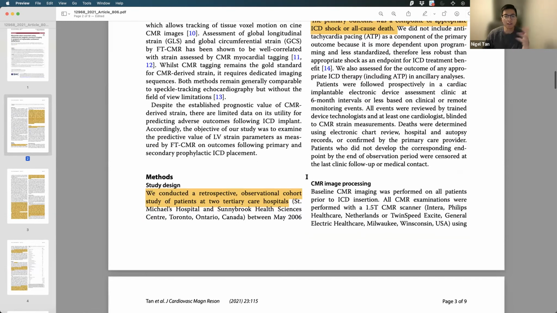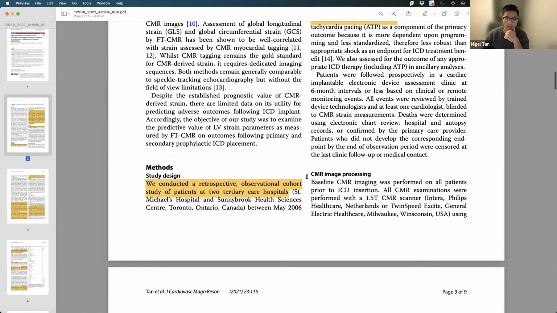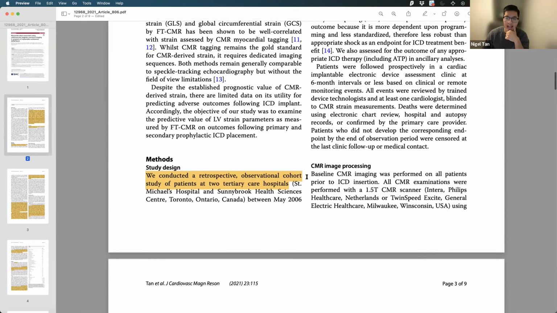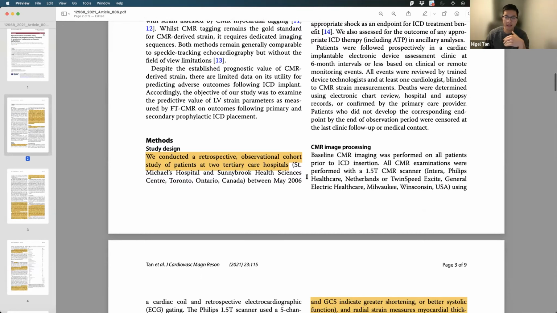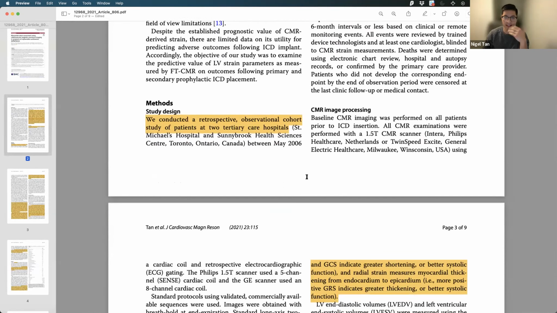All of these patients were followed in a device clinic at least every 6-month intervals or less, based on either clinical or remote monitoring. And all of the events were then adjudicated subsequently. Death, as quite a binary outcome, was determined based on electronic chart review or autopsy records or hospital records.